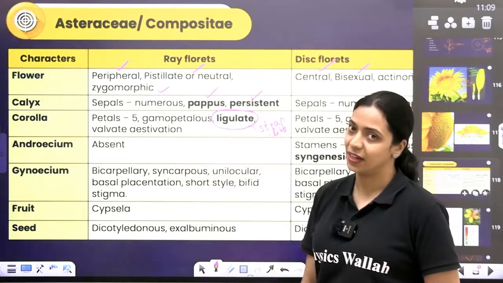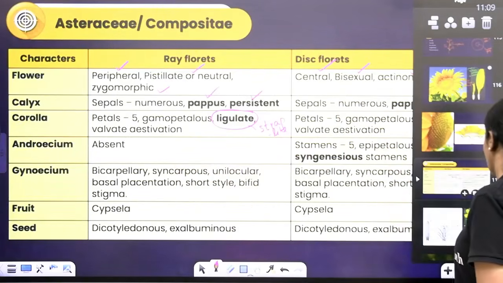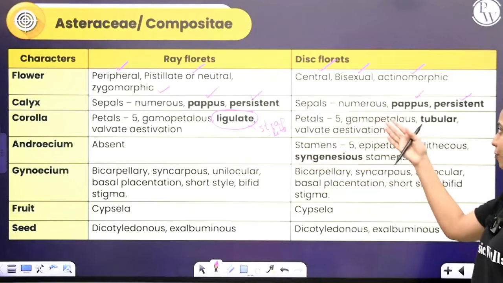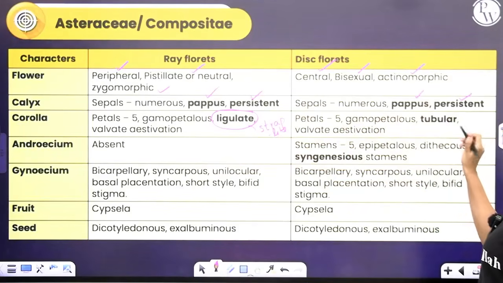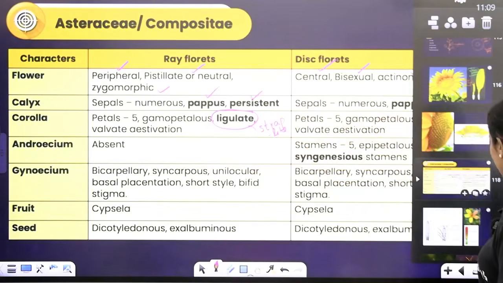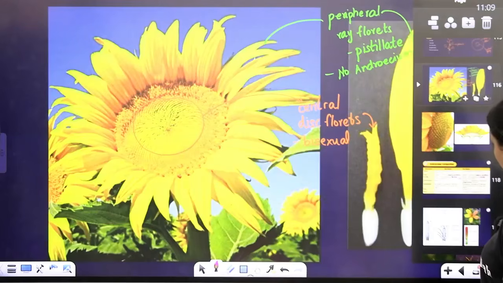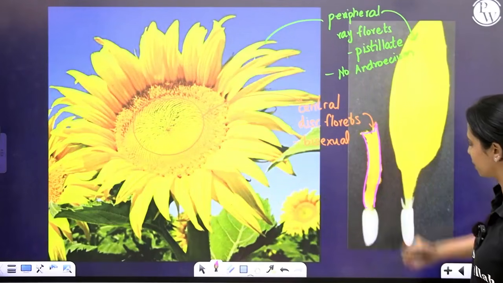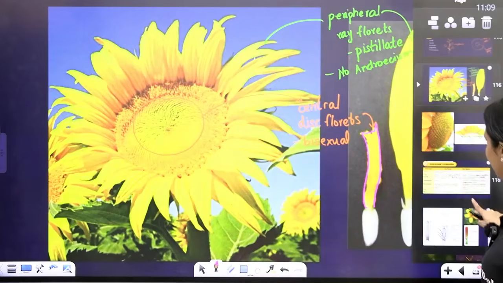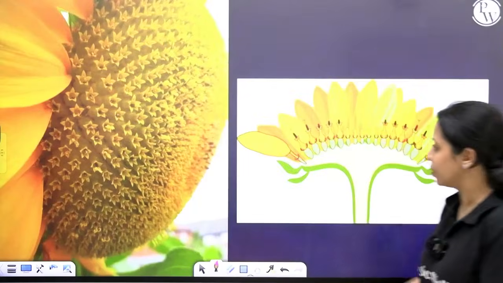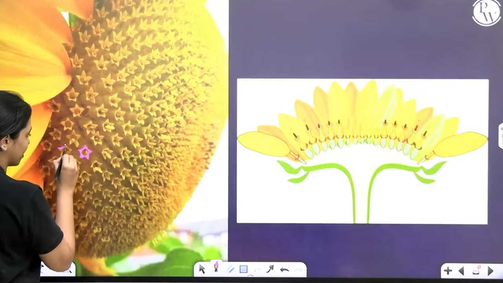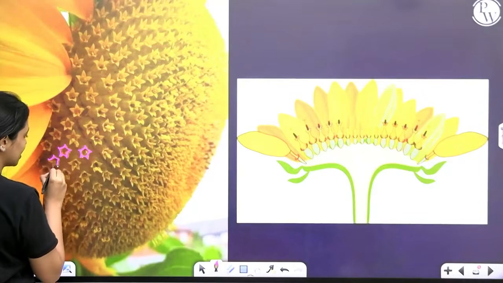Here you can see valvate aestivation. In the petals of the disc floret, pretty much the same. You have 5 petals, they are fused, but here a ligule does not form. Instead, it becomes tubular. You can notice here how it has formed a tube-like structure, right? Also, another thing, if you look at the disc florets here, each disc floret resembles the shape of a star, doesn't it? It looks very pretty, star-like.